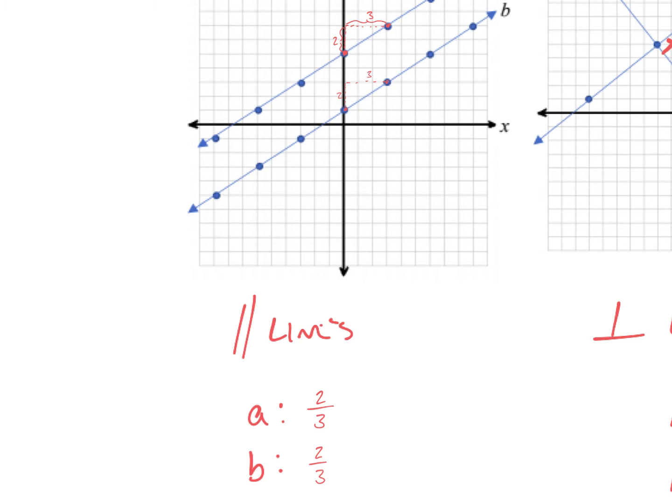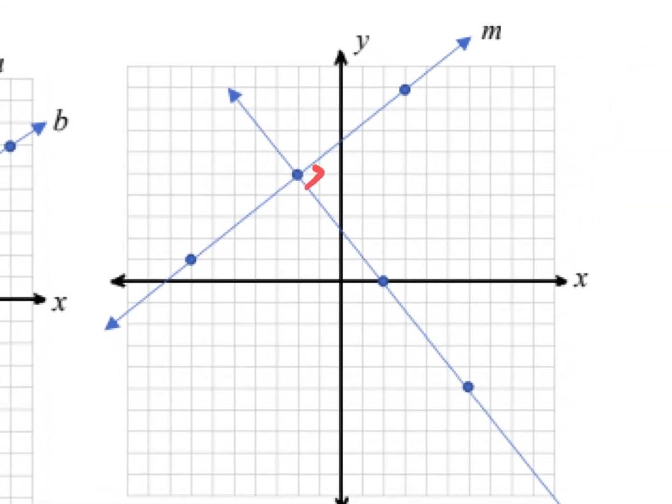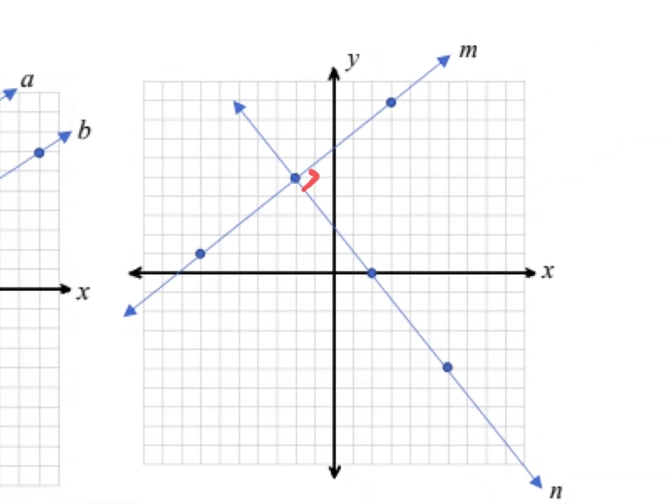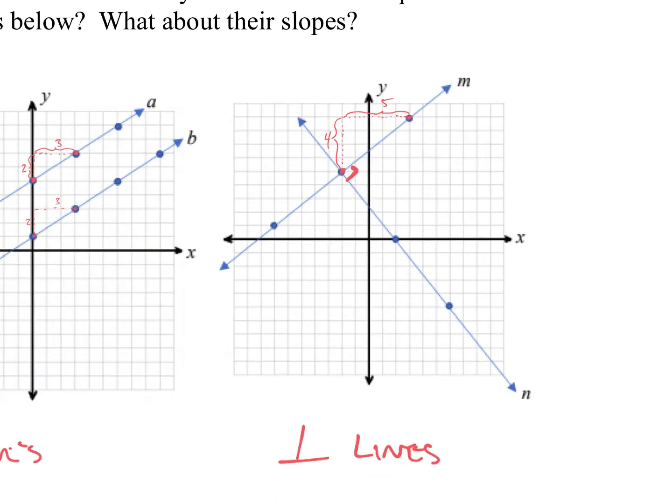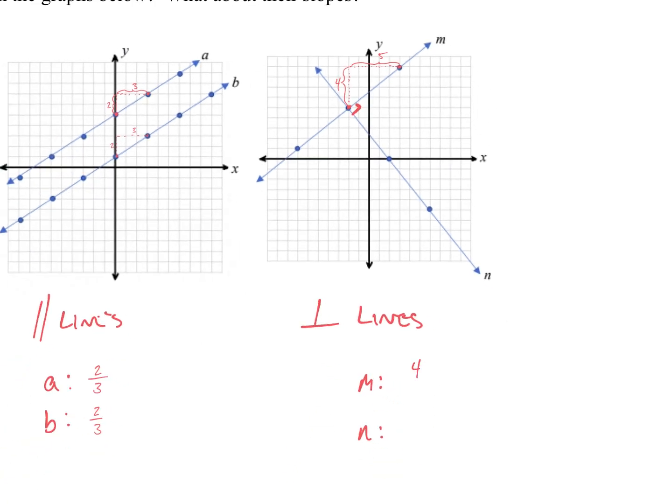And now let's take a look over here at the perpendicular lines. We'll have a look at M first. These are the 2 points that I'm going to go with here. How far does it rise by? 1, 2, 3, 4. A rise of 4 and a run of 1, 2, 3, 4, 5. So the slope of M is a rise of 4, a run of 5.